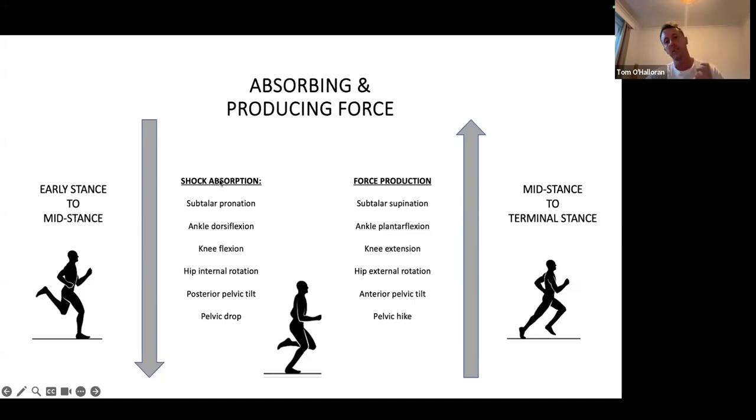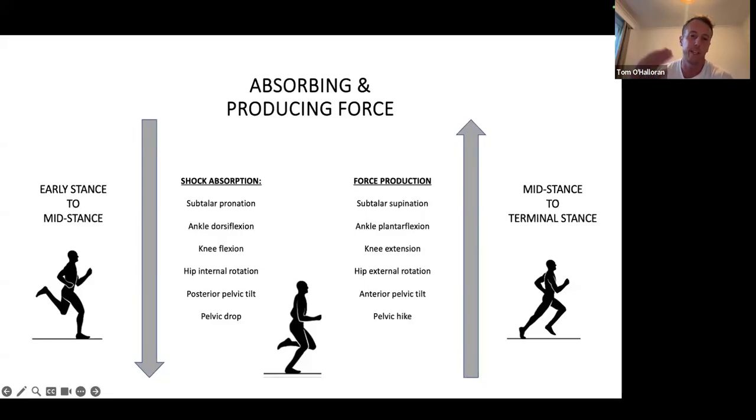So shock absorption is associated with these characteristic movements. From initial contact to mid-stance, we'll generally pronate, dorsiflex the ankle, flex into the knee, and absorb shock by internal hip rotation. The pelvis will posteriorly tilt, and we may get a little pelvic drop, all in this ability to absorb shock eccentrically and load the tissues or tendons eccentrically to store elastic energy.